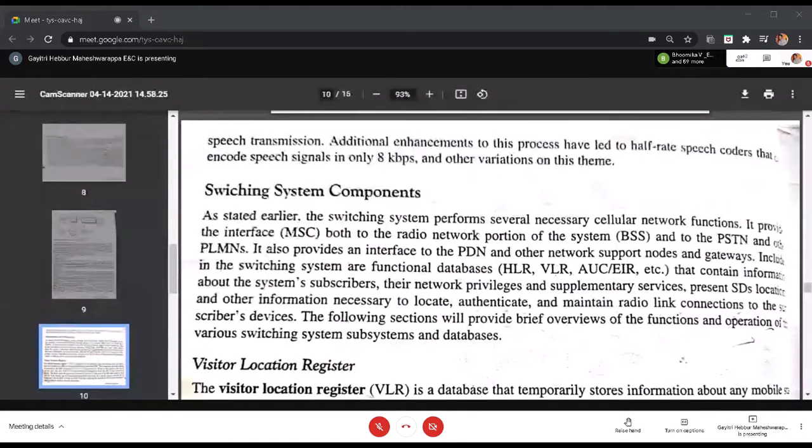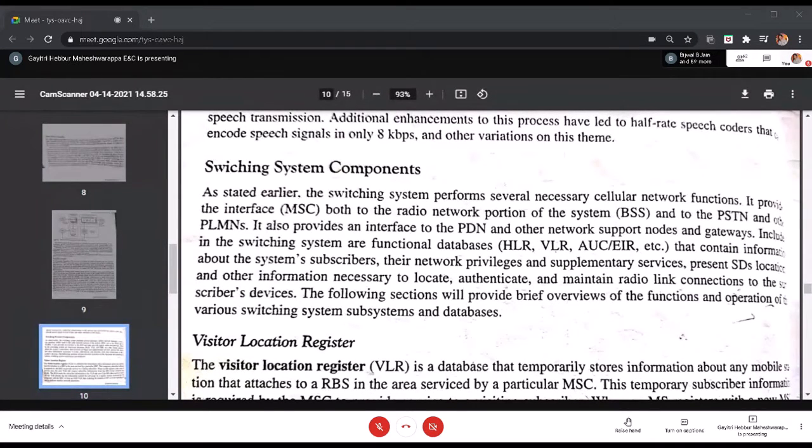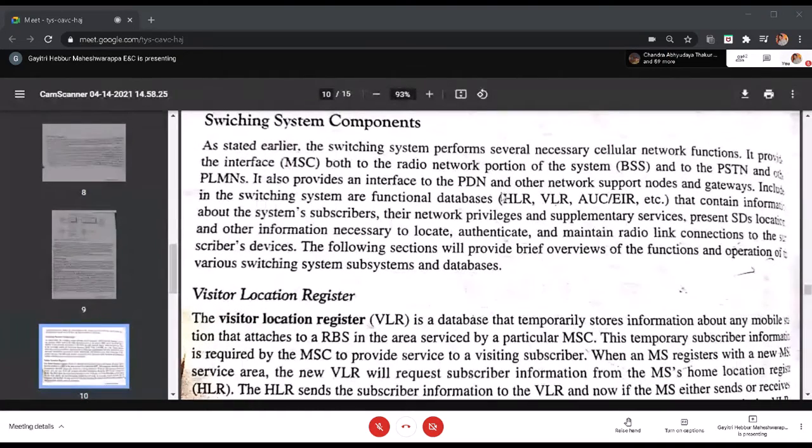Once the base system components are completed, we'll move on to the switching system components. As stated, the switching system performs several necessary cellular network functions. It consists of the MSC, which handles the radio network operation of the system, and it also provides interfaces to the outside networks called PSTN and PDN. As I told you, there are some functions and databases present in the MSC, like HLR, VLR, Authentication Center, and Equipment Identity Register, which contain information about the network privileges and supplementary services.